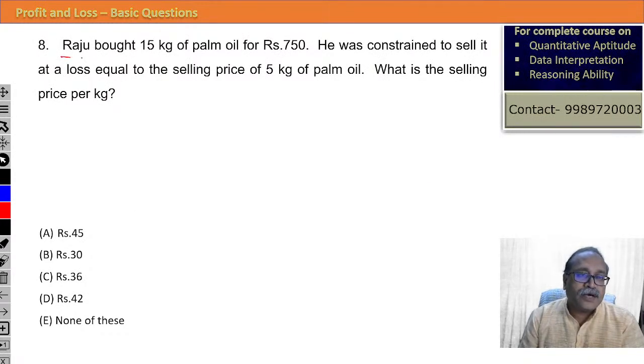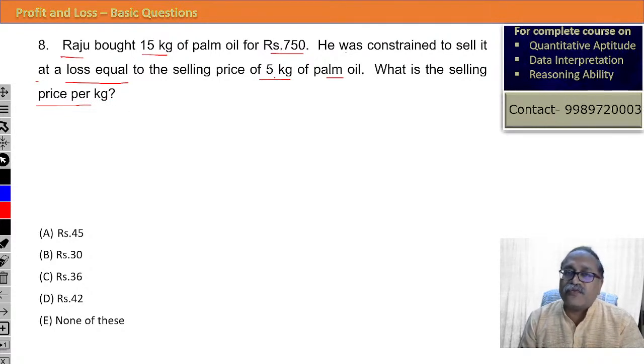This one: Raju bought 15 kg of palm oil, Bindu ma'am, 15 kg of palm oil for rupees 750. He was constrained to sell it at a loss equal to the selling price of 5 kg of palm oil. What is the selling price per kg? The very first thing you have to find out is the profit percentage.